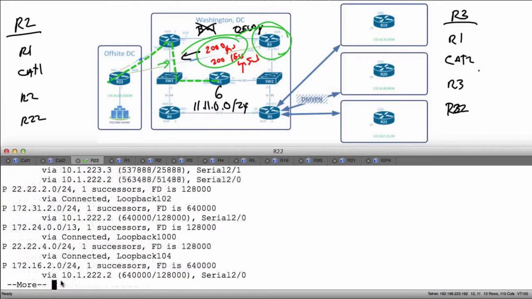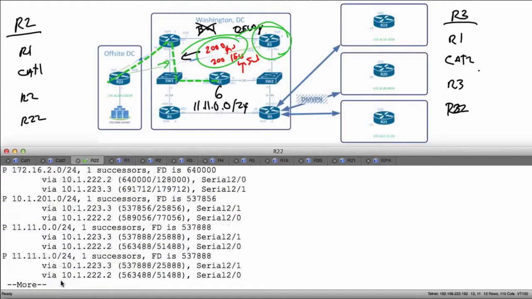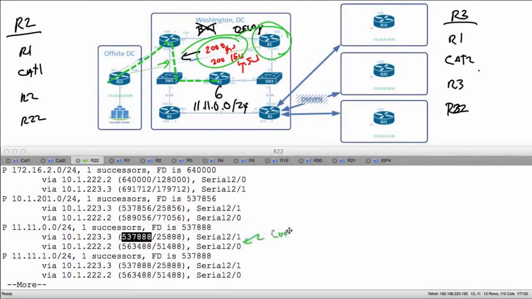IP EIGRP topology table, and I scroll down until I get to my 11.11.11.0, what we see here is I only have one successor. I have a feasible distance, which is going to be the metric of that prefix, which is 537888, which is this link right here through serial 2/1. The link through serial 2/0 is still in the topology table, but it's not being installed in the routing table. And it's not being installed in the routing table because this metric is higher than this metric, but it's being placed in the topology table because the advertised distance is less than the feasible distance of the best route. So I know that this route right here is loop free.